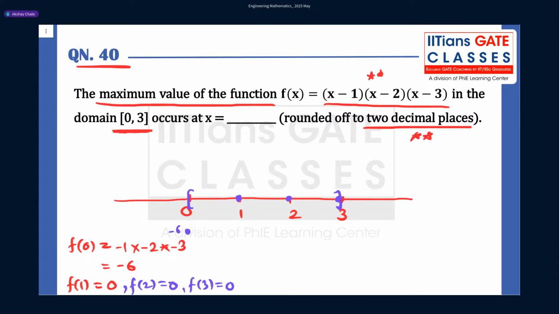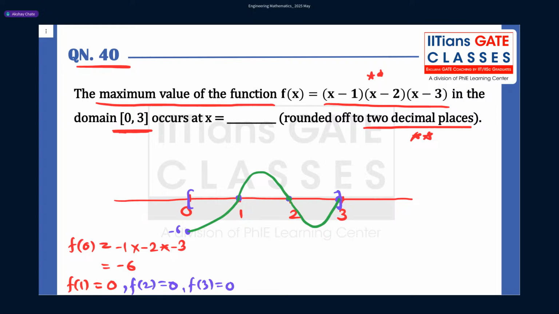So now, the only possible course that the function can take, because see, between 0 to 1, it has to come from negative 6 to 0. So it will follow a certain path. I don't know the exact nature of this path, but it will be something like this. And then it has to again come back to 0 at x equal to 2. So it will go like this. And then since it has to again come back to 0 at x equal to 3, the function has to follow this path.